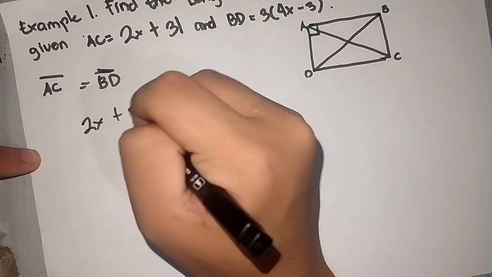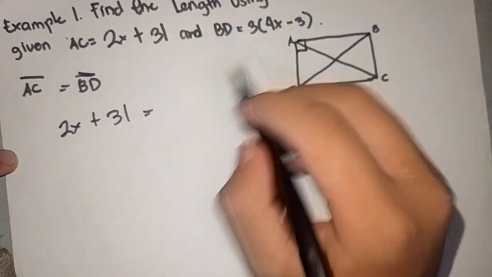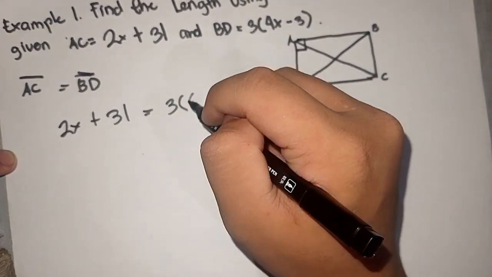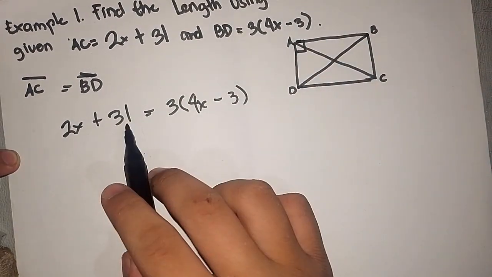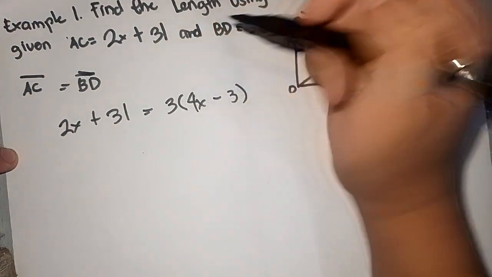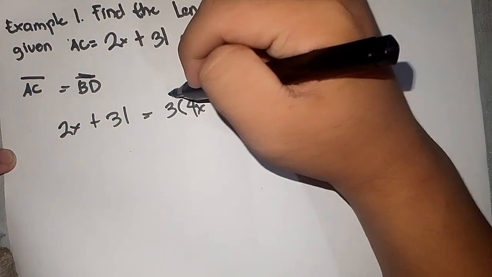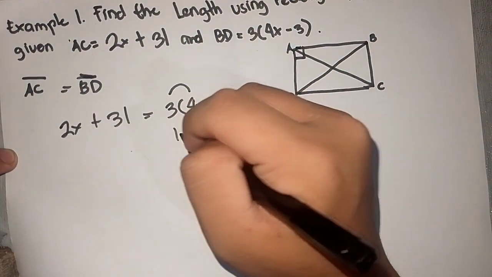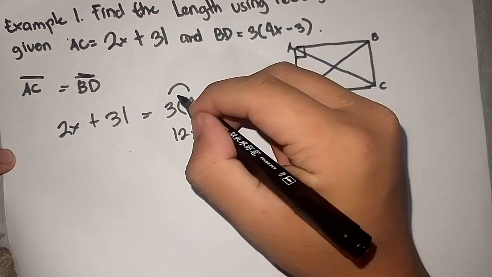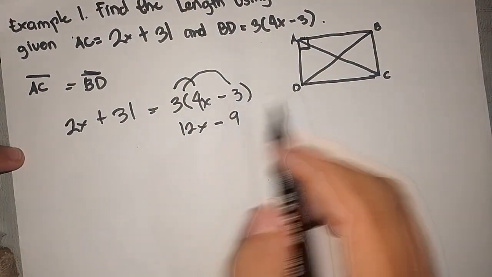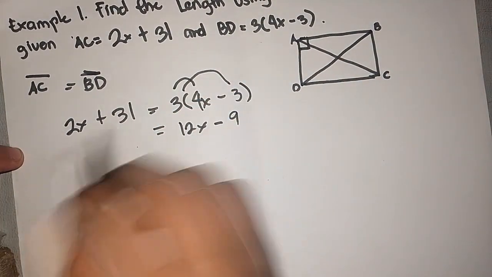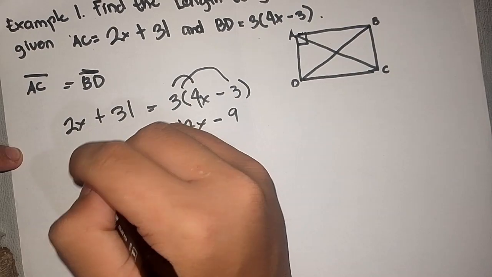AC is 2x plus 31, and that equals 3 multiplied by the quantity of 4x minus 3. First, the parenthesis. 3 times 4x is equal to 12x. Then 3 times negative 3 is equal to negative 9.